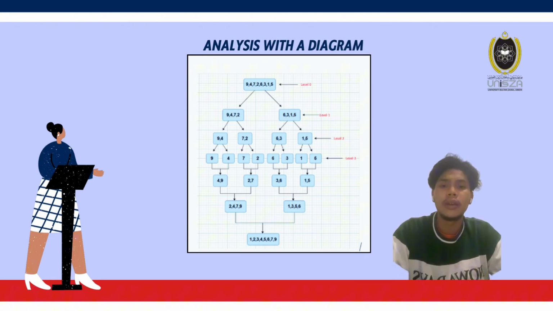As we can see in the diagram, the algorithm goes top down to divide and bottom up to merge. First, we divide it into 2 halves, left and right. Then we keep dividing each part until every element stands alone.